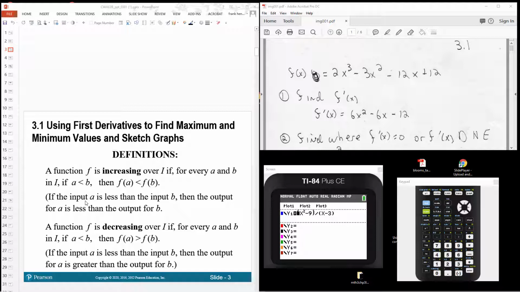The function f is decreasing over the interval if for every a and b in the interval, a is less than b, then f of a is going to be greater than f of b. If the input a is less than input b, then the output for a is going to be greater than the output for b.